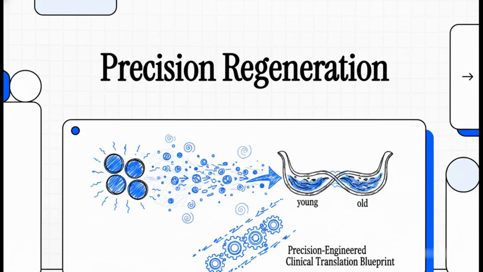But we aren't just going to sit here and look at the theory. No, we are diving deep into the clinical translation blueprint. We're asking the really hard question. How do we actually take the raw, chaotic biology of cellular regeneration and engineer it into a precise, actionable clinical reality? Well, let's dive right in and figure it out.